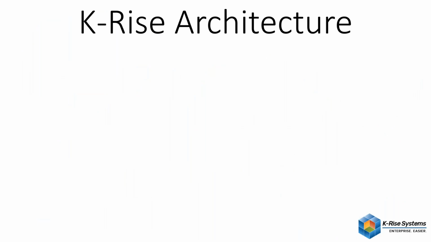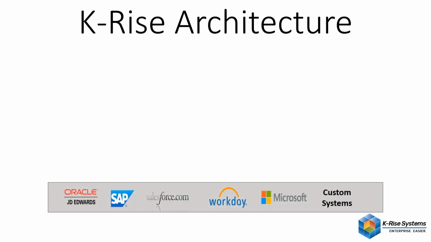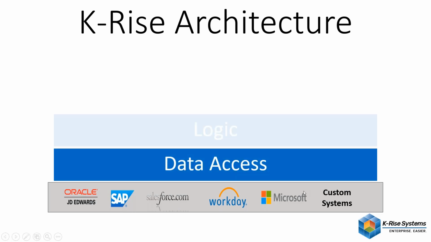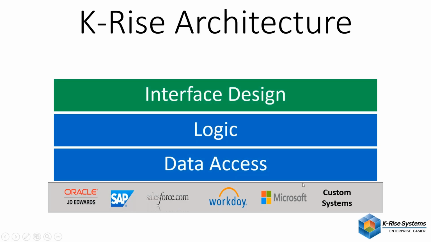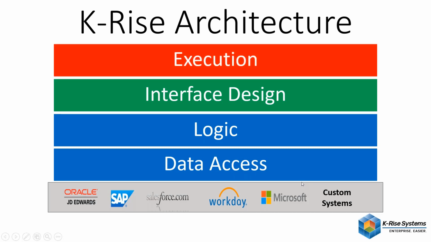So briefly about our architecture, and then I'm going to get into a little bit of how the application itself works before I hand it off to Suma. When we talk about our architecture, first we start with your system. And this is a JD Edwards specific presentation, but we work with virtually any COTS system as well as custom systems. And there's four main layers to our architecture. There's the data access layer, there's the logic, there's the interface design, and there's the execution layer.